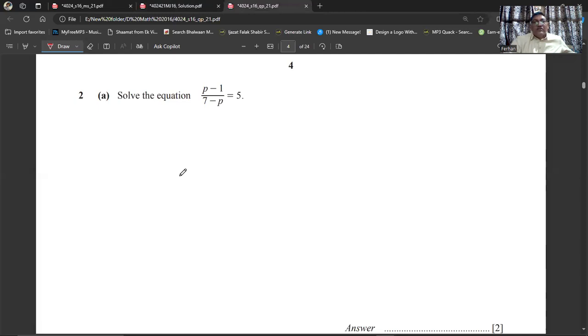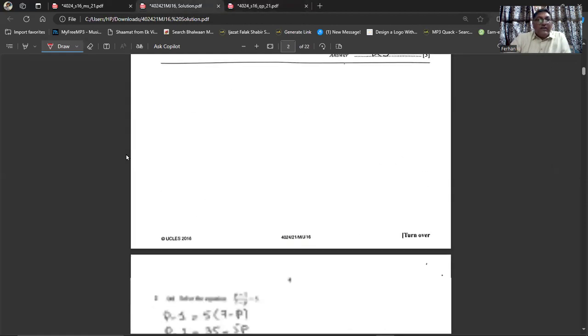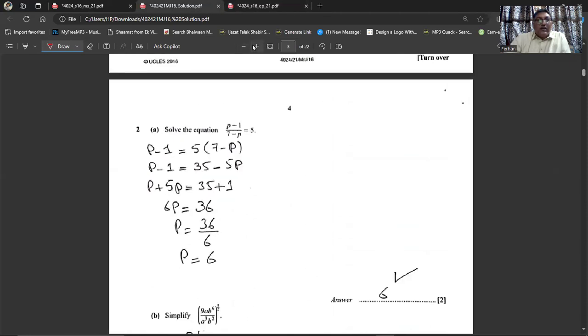That is question number 2, A part. Here we have solve the equation. Solve the equation means to find the value of the variable. So we have p minus 1 divided by 7 minus p equals to 5. Just cross multiply and get the value of the p from here.